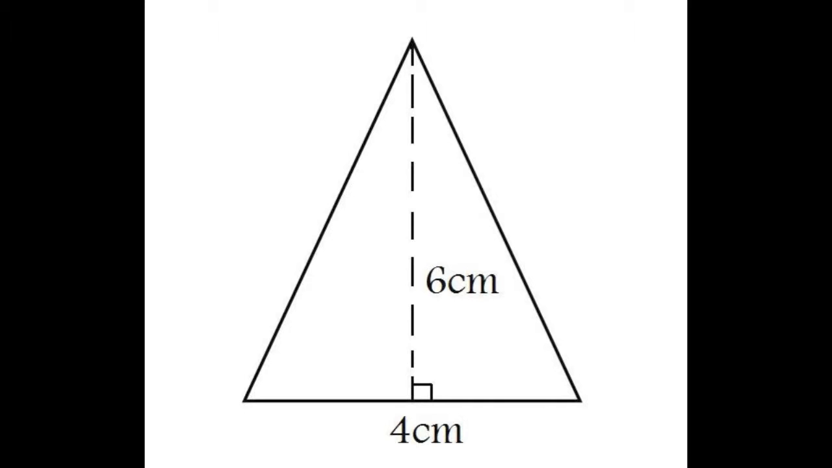So, for example, in this picture, all we need to do is divide 4 by 2, which would equal 2, and then we would multiply 2 by 6, and that would give us our area, which is 12 centimeters squared. We are dividing 4 by half because we're following our equation, which tells us to take half of b.